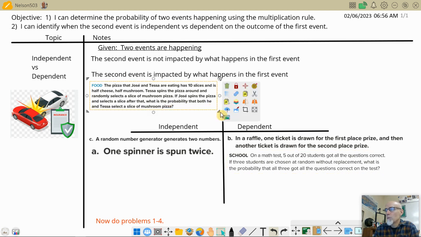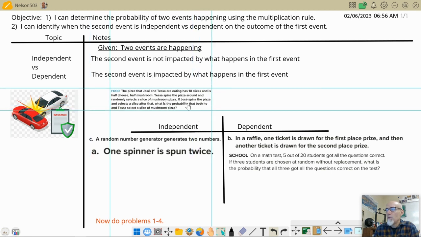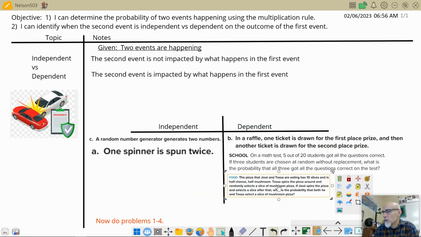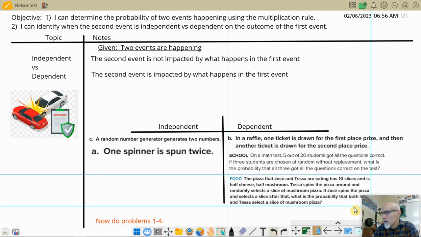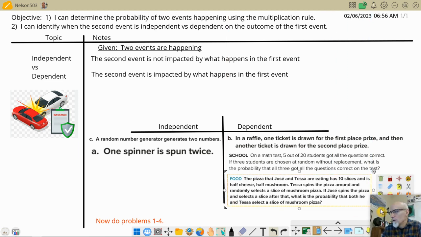So this one would be a dependent event, because Tessa, we're assuming, is not putting the piece of pizza back on there. So let's read it again, make sure that she doesn't put it back on. Yeah. So I would assume that after Tessa touches it, Jose's like, no, thanks. You can just have that piece, I'll spin without that one piece on there. So it's impacted by what Tessa chooses on the first event.